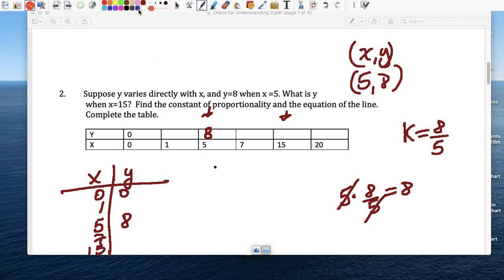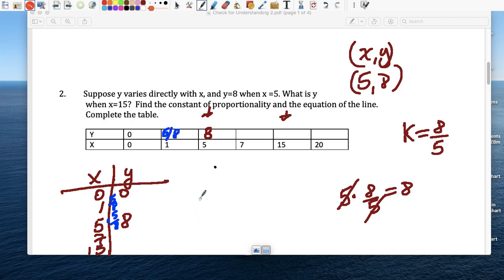So let me change colors here. It's times 5 over 8. So all you have to do is multiply every single value times 5 over 8. So when x equals 1, and the unit rate is when x equals 1, you can write over here 5 over 8.